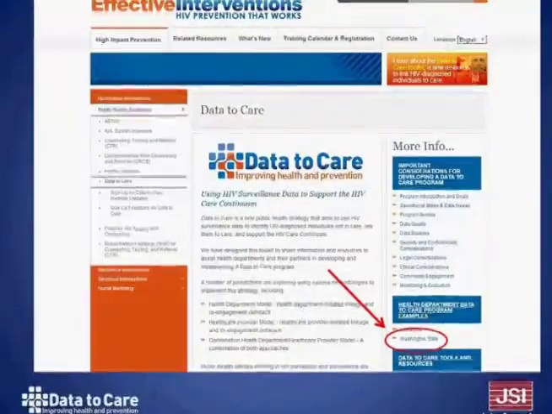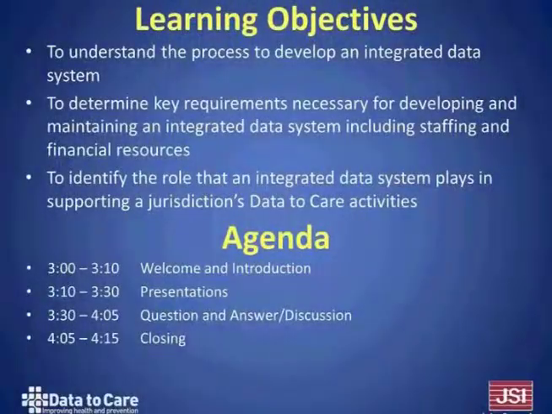Thank you, David, for your willingness to share your health department's experience planning an integrated data system. We'll have brief introductions in a moment, and then David will present for about 20 minutes. This will then be followed by a question-answer discussion period. We wanted to start with brief introductions by the JSI team, the health departments who are on the line, and then CDC. So again, I am Michelle Clark, the project manager, and also working with the Massachusetts Department of Public Health.